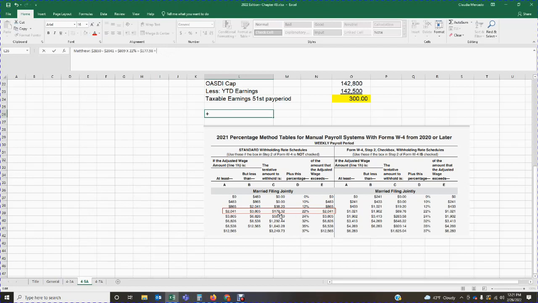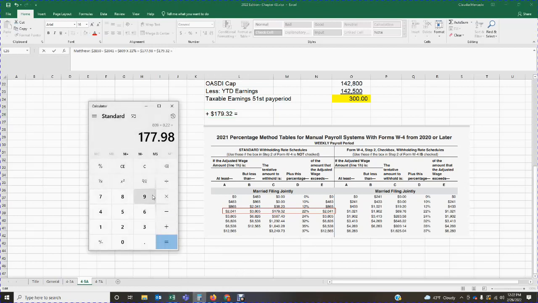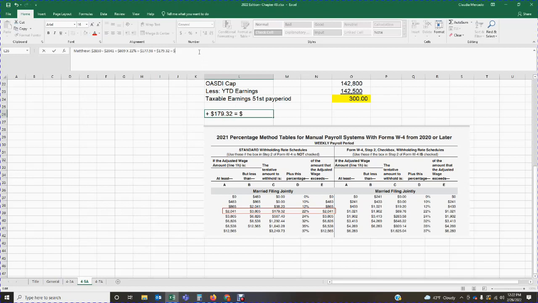And then I'm going to add that number in column C, $179.32. Let's see what that gives us. Plus 179.32. That gives me $357.30. That is the amount of my federal income tax for Matthew.